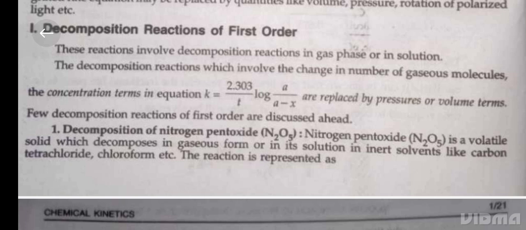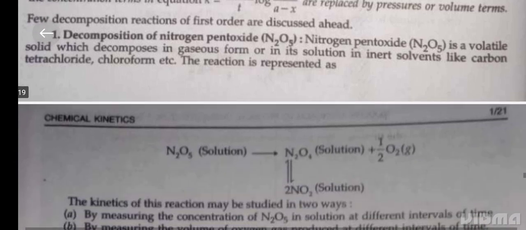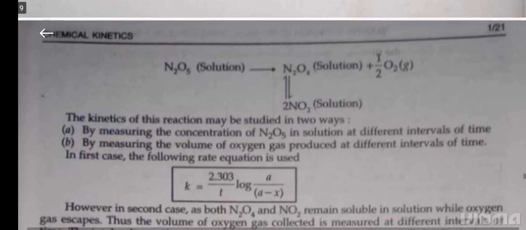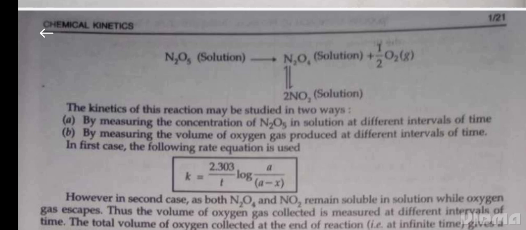Decomposition of nitrogen pentoxide, N2O5. Nitrogen pentoxide is a volatile solid which decomposes in gaseous form or in its solution in inert solvents like carbon tetrachloride, chloroform, etc. The reaction is represented as N2O5 gives N2O4 plus half O2, further giving 2NO2. The kinetics of this reaction may be studied in two ways: by measuring the concentration of N2O5 in solution at different intervals of time, or by measuring the volume of oxygen gas produced at different intervals of time.